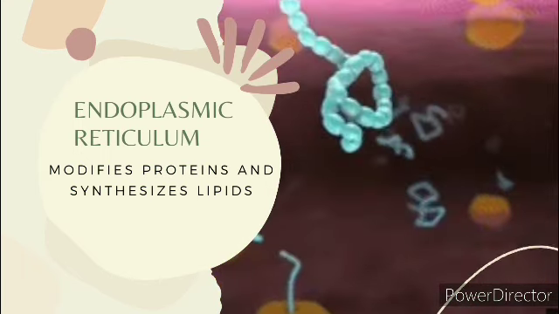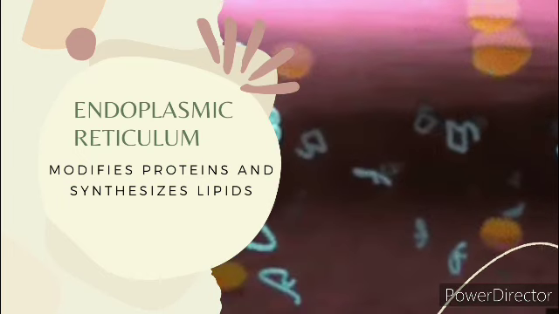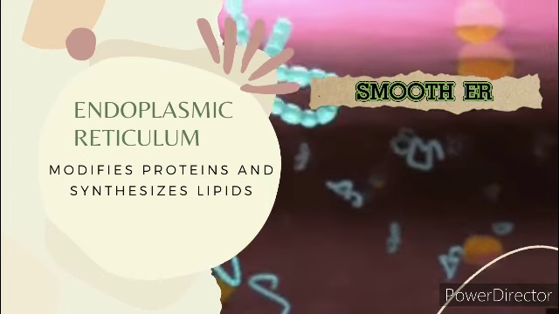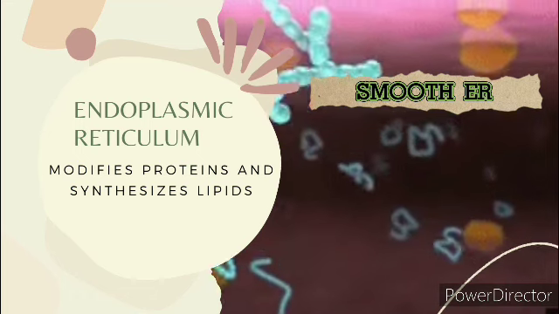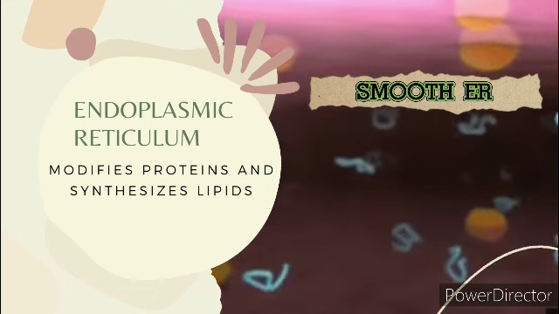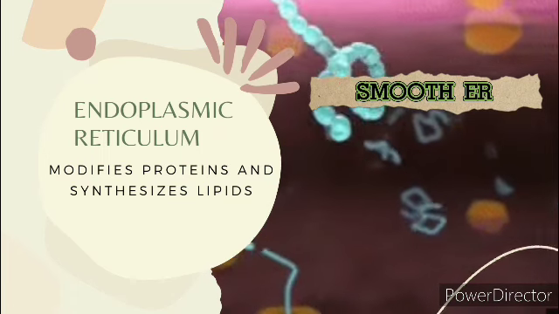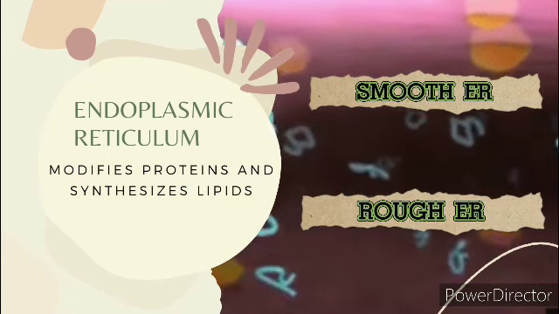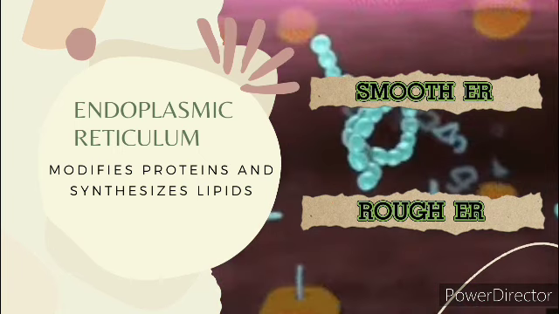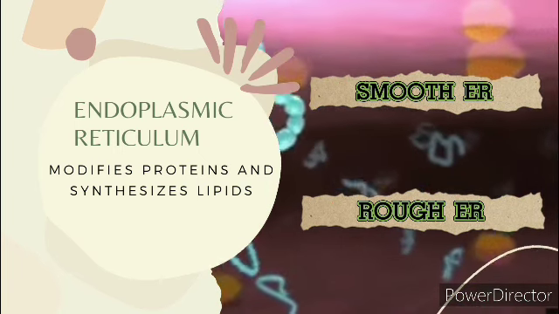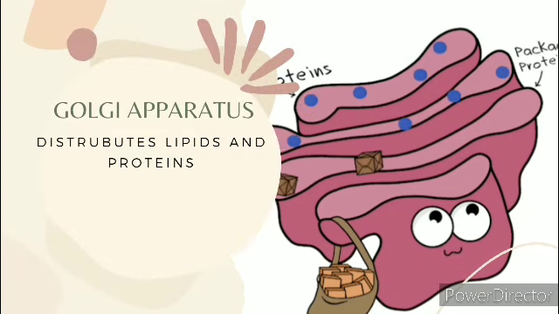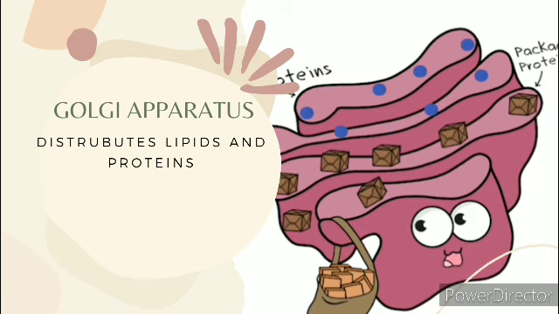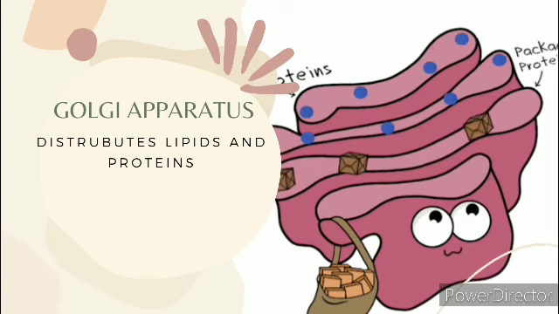There are two types of endoplasmic reticulum. First is the smooth endoplasmic reticulum, which is known for storing lipids and proteins, and it is not bound by ribosomes. Whereas the rough endoplasmic reticulum is bound by ribosomes and also stores proteins. Golgi apparatus modifies, sorts, tags, packages, and distributes lipids and proteins.